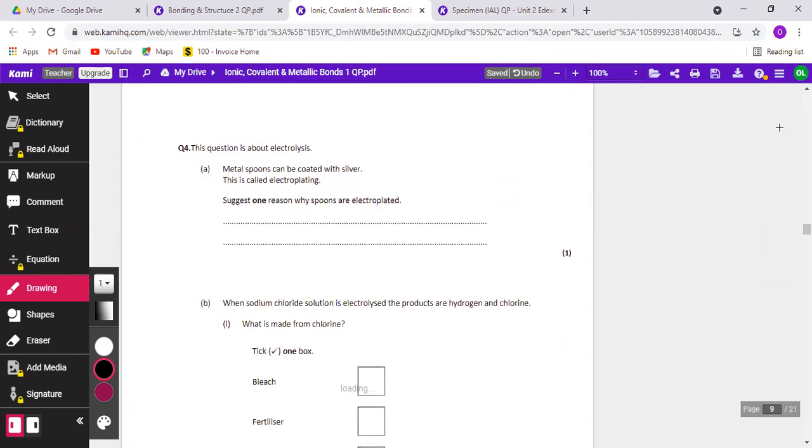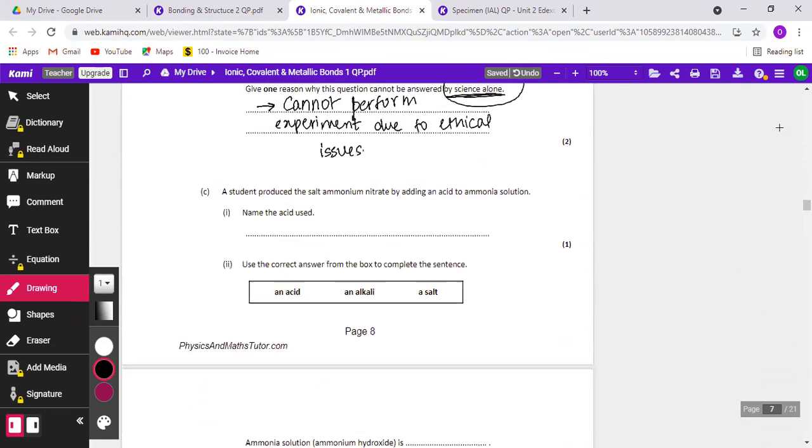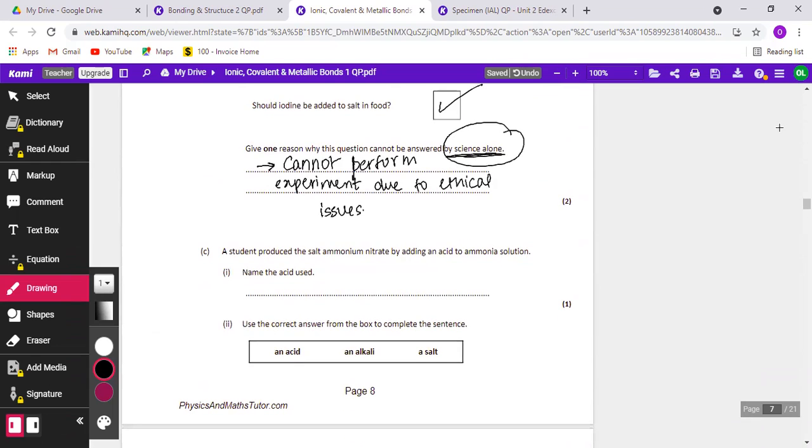No. Okay, now let's move ahead. A student produced the salt ammonium nitrate by adding an acid to ammonia solution. Name the acid used. So, as it says, it's a nitrate salt. So that means the acid must be nitric acid. Yes, nitric acid.